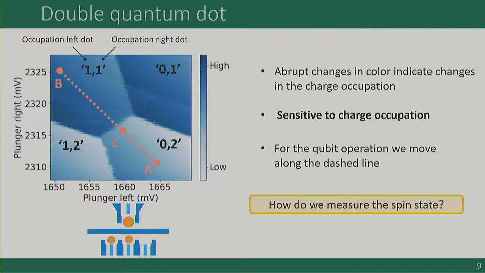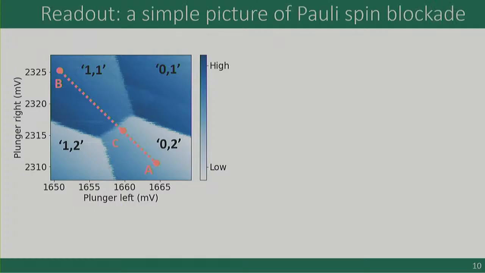But if we are sensitive to the charge occupation, how can we read out the spin state? In order to do that, we make use of Pauli's spin blockade that is based on Pauli's exclusion principle, which basically tells us that we cannot have 2 spins in the same quantum dot with the same direction of the spin. The idea is the following.